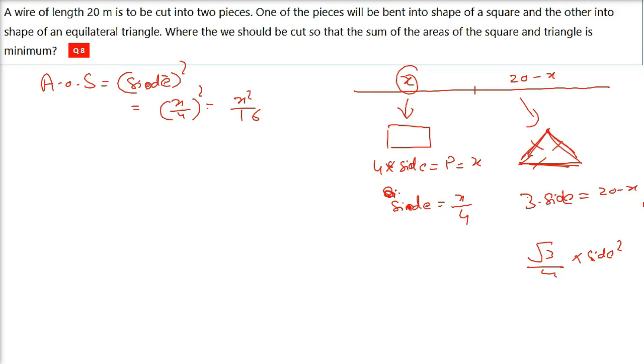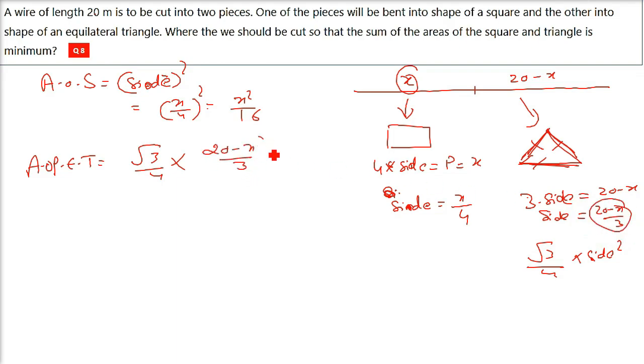Basically, 3 times the side of our equilateral triangle is 20 minus x. So the side will be (20 minus x) divided by 3. The area of an equilateral triangle is simply root 3 by 4 into side square. So root 3 by 4 into the side, which is (20 minus x) divided by 3, whole square.